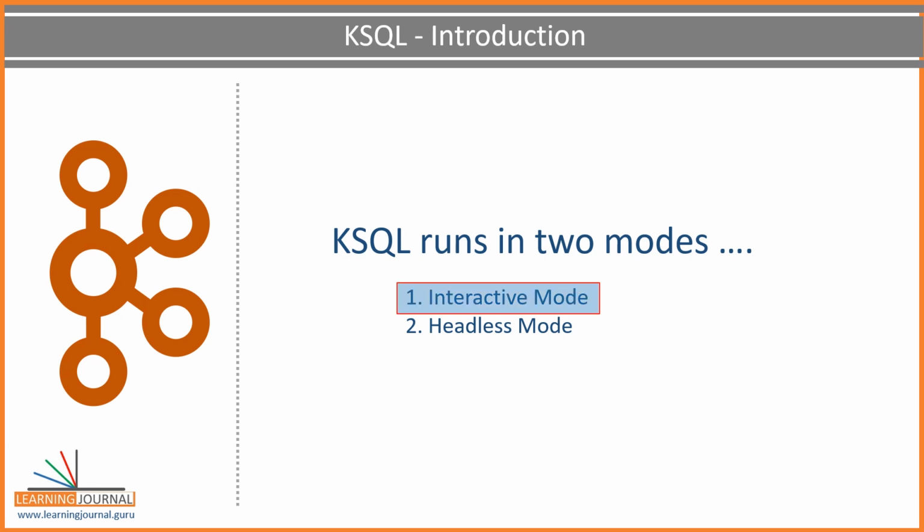Interactive mode is using a command line CLI or a web-based UI to submit KSQL and get an immediate response. The CLI works like any database SQL interface. The headless mode is a non-interactive mode that allows you to submit your KSQL files, which are executed by the KSQL server. The headless mode is ideal for the production environment, whereas the CLI mode is ideal for the development environment. Now you know what is KSQL.